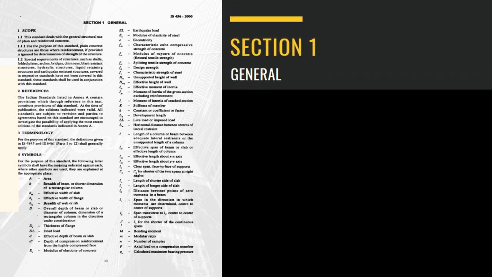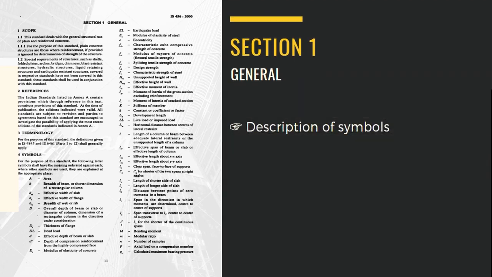What does Section 1 specify? Section 1 is the general part, which describes the various symbols used in this code. For example, capital A represents the area, small b represents the breadth of beam, shorter breadth of beam or shorter dimension of rectangular column. Capital D refers to the overall depth of beam, and so on. EL means earthquake load. Like this, we can refer to Section 1 general for the description of symbols.